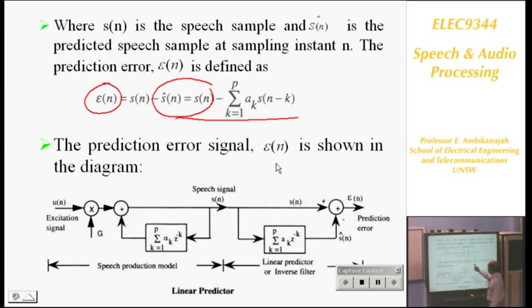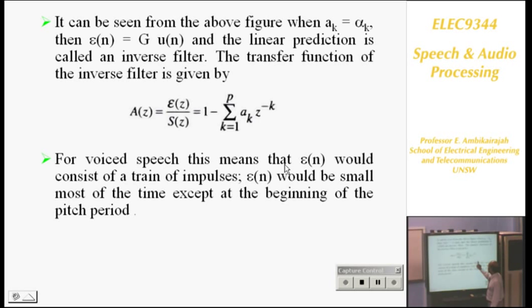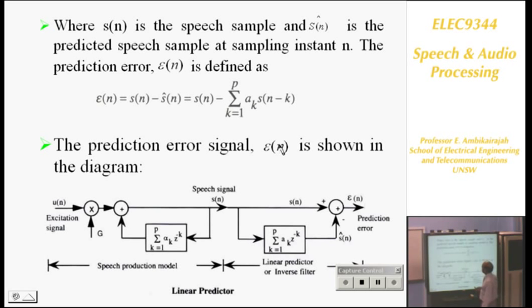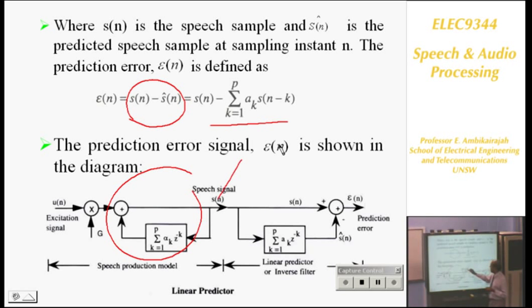Sorry, I just made a mistake here. This is your error. Or this one. And this diagram you have come across before: this is the excitation here, and this is the vocal tract model here, and that's where the speech comes in. And then you have a linear predictor, which is an FIR filter. When you predict it right, these two cancel out, and you get the excitation e(n). And we have looked at that before.